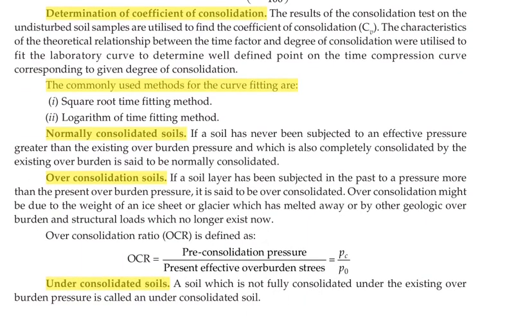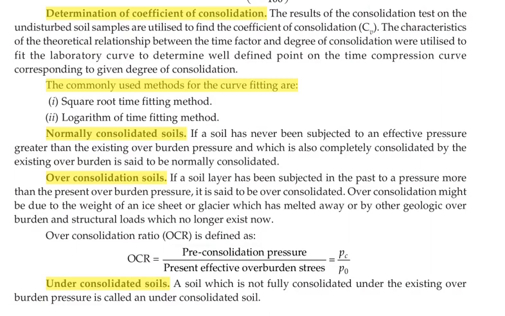Next we are going to see the determination of coefficient of consolidation. The coefficient of consolidation can be determined by curve fitting methods. Mainly there are two methods used, namely square root time fitting method and logarithm of time fitting method. Next we are going to see normally consolidated soil. It is nothing but if a soil has never been subjected to an effective pressure greater than the existing overburden pressure and which is completely consolidated by the existing overburden pressure, it is said to be normally consolidated.